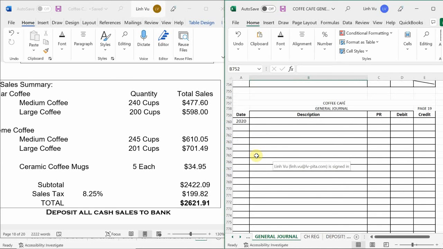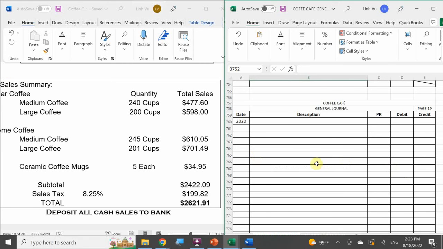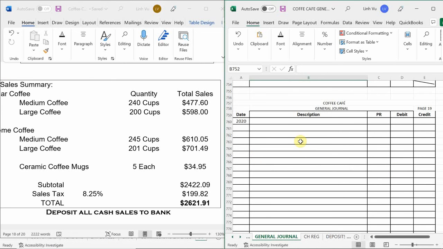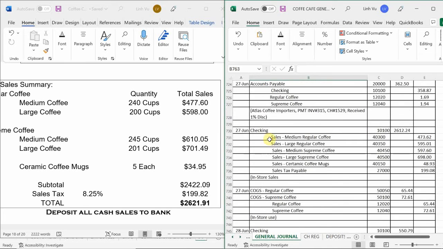We sold 240 cups of the regular medium coffees, and we did 200 of the large regular coffees. Then we sold 245 of the medium supreme and 201 of the large supreme, and 5 ceramic coffee mugs, and collected $199.82. So in this case, another slow day. We only earned $2,621.91.